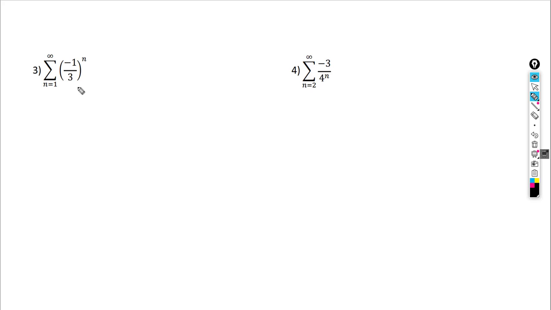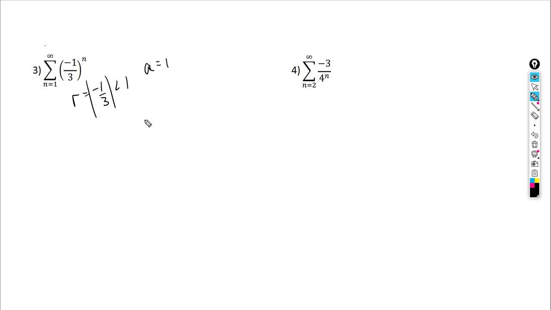So first here, we have to make sure it converges first. I don't care what n is equal to yet. We can determine if it converges or not. Let's look at it. We know r is negative a third, so the absolute value is obviously less than 1. And a is also 1, right? The 1 in front of there is a.